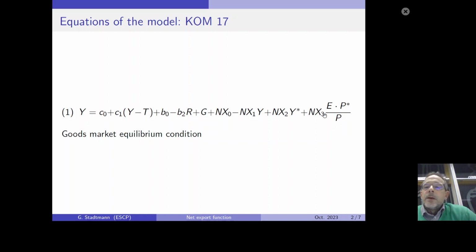So in the first step, we talked about the last term here, NX3 E, and we explained why there is a positive relationship between the demand for domestic goods and the exchange rate. And then we talked about the difference between C1 and NX1. I hope that this is helpful.